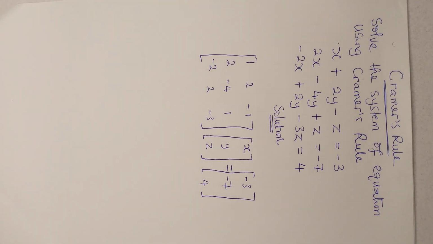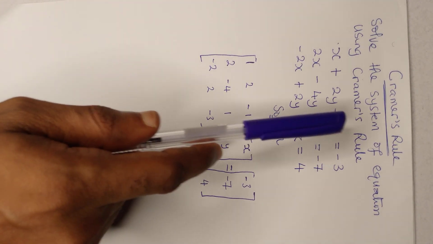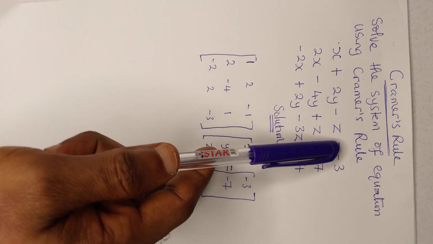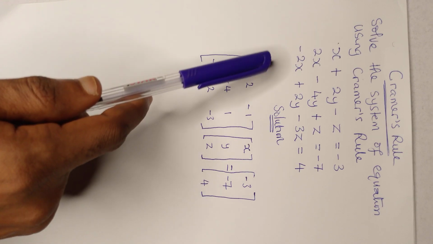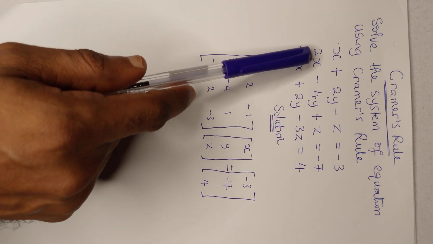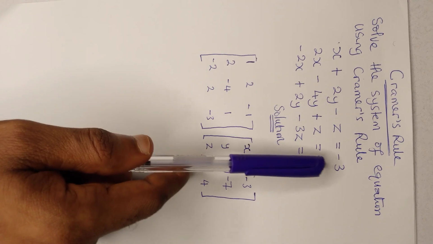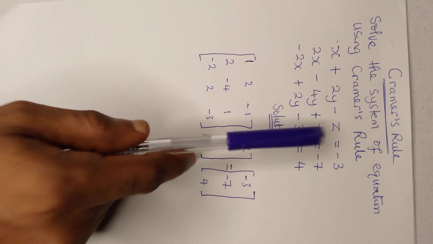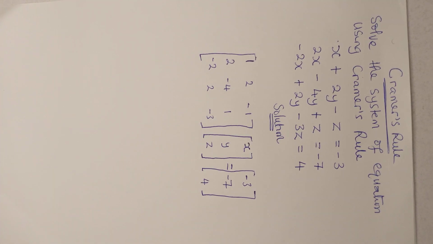But if you have a situation whereby any of these values are not given, maybe you have 2y minus z only here and x is not given, it means the value of x there will be 0. Or if you have 2x minus 4y in a 3 by 3 matrix and the value of z is not given, you know that z here will be 0. So that's how to go about it. So we've been able to do this.